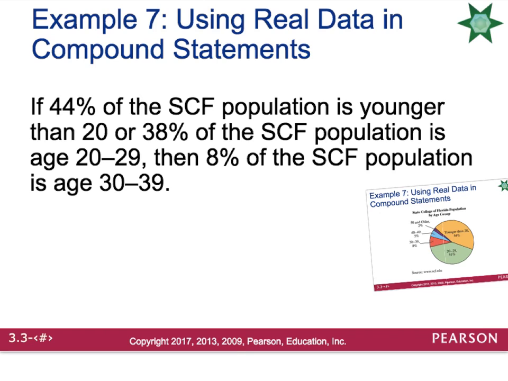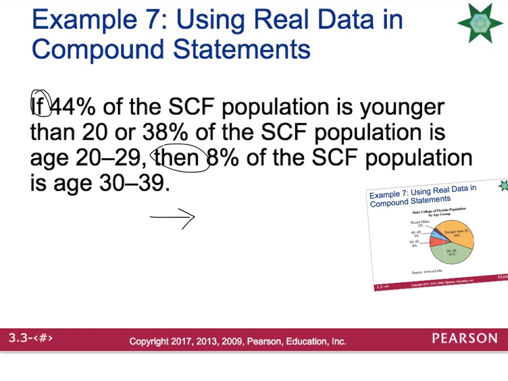So the first compound statement says, if 44% of the SCF population is younger than 20, or 38% of the population is ages 20 to 29, then 8% of the population is age 30 to 39. Okay, so first thing we have to do is put that in symbolic form. So the first thing I notice is I'm seeing the if-then. To me that means we're dealing with a conditional statement.